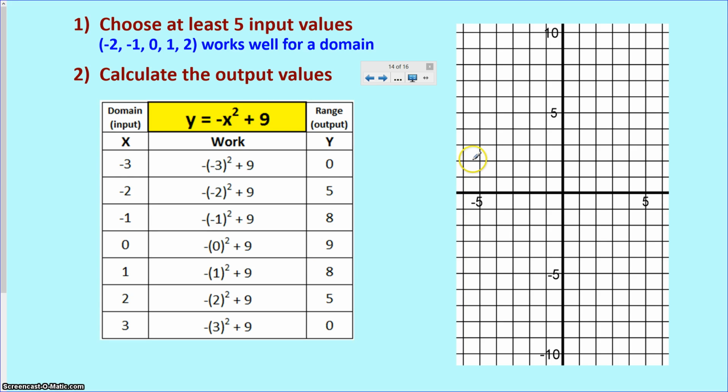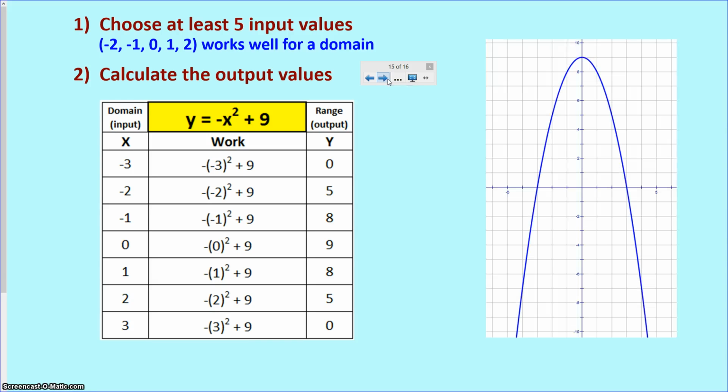And then you can start plotting those points again, just like we did before. So I have negative 3, 0. I have negative 2, 5. Negative 1, 8. 0, 9. And then it's symmetric. So you can see that these things are a mirror image of each other on either side. And again, you want to do your best towards connecting the dots with a nice curved line. Again, I use some graphing software to assist me.